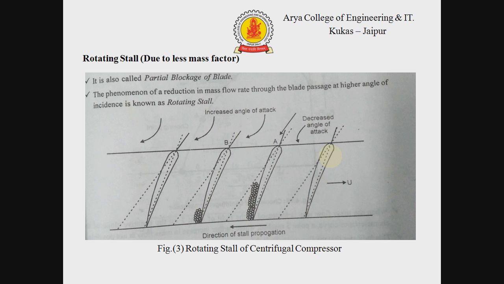Now we discuss the rotating stall. This is again due to less mass flow. It is also called partial blockage of blade. The phenomenon of reduction in mass flow rate through the blade passage at higher angle of incidence is known as rotating stall, and this phenomenon is shown in the figure.